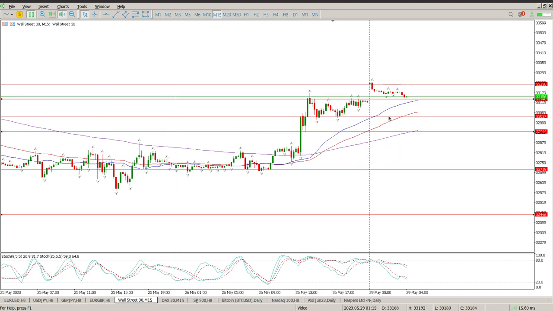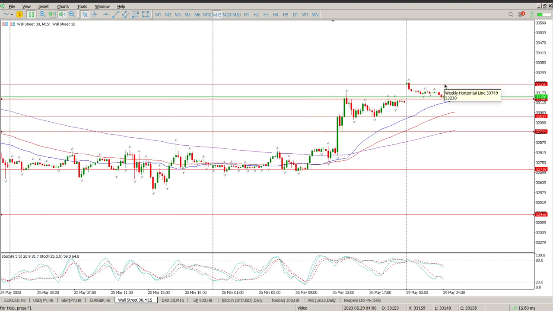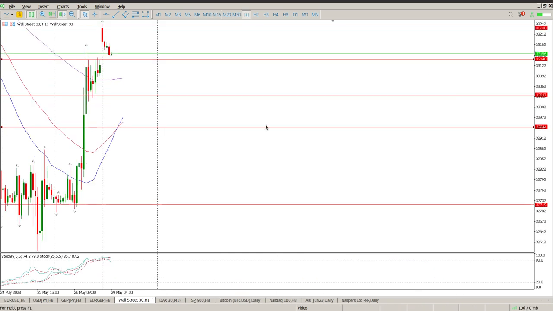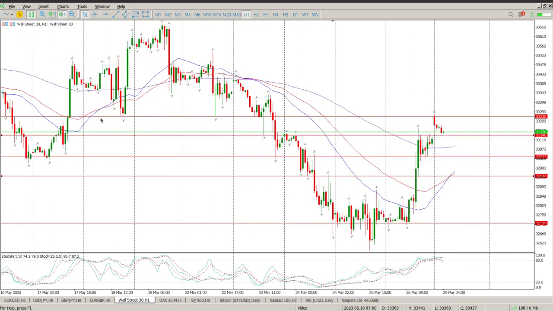Watch these levels. If we find support here, I'd be looking for a move up, at least for the current high of the day. If that gives way, there may be a swing trade in play. But what you should do is just target these tails to the upside. This is the first area, 33,284 would be your first target.